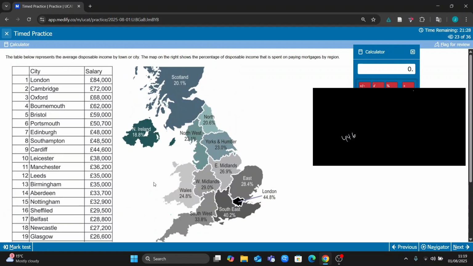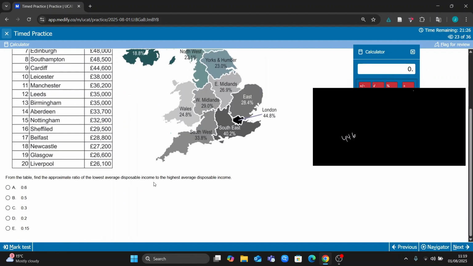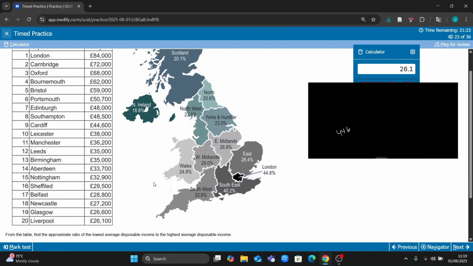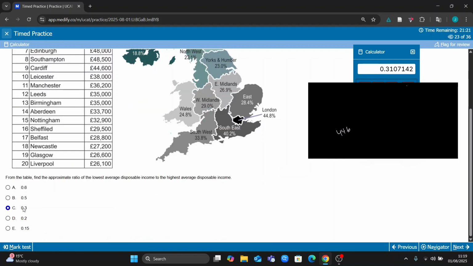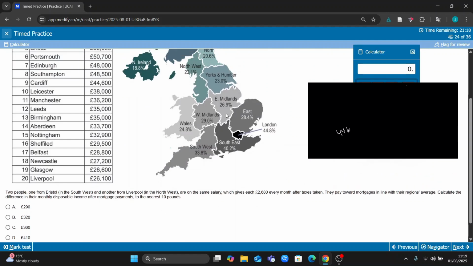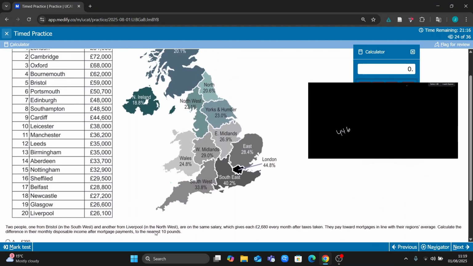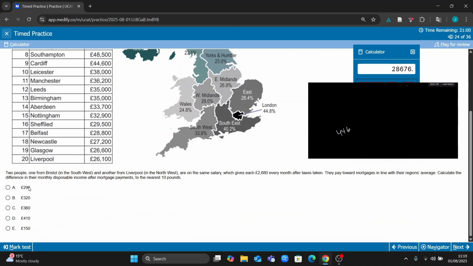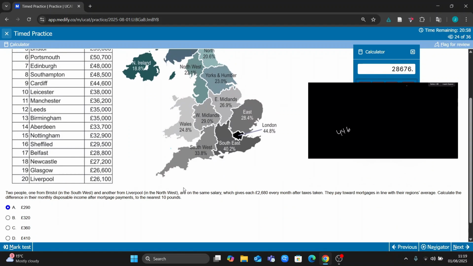Find the approximate ratio of the lowest to highest average disposable income. So lowest to highest is 26.1. Divide that by 84. 0.3. Two people are on the same salary. They pay mortgages towards the region. So Liverpool in the Northwest, and Bristol in the Southwest. So the difference is 10.7%. So then times that by 2680. So 0.338 minus 0.231 times 2680.